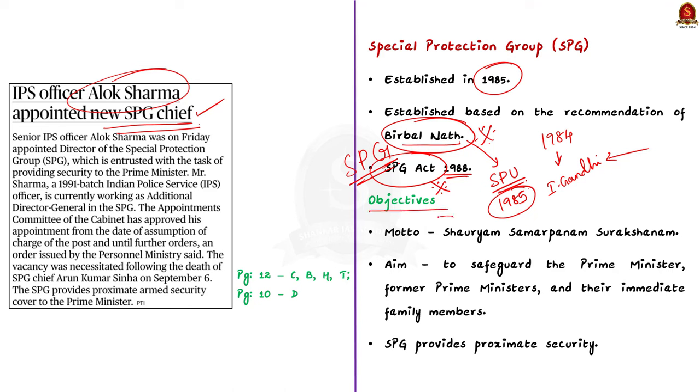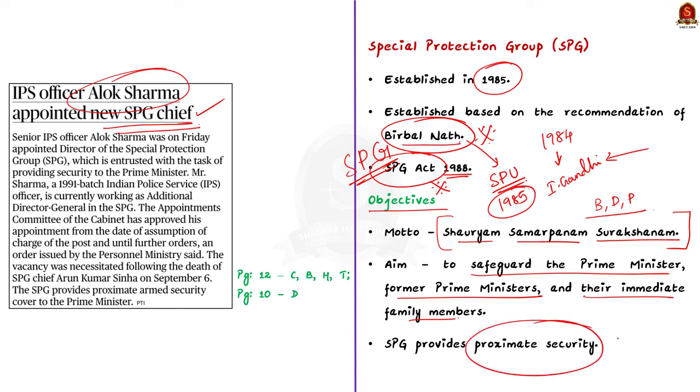The motto of SPG is Shauryam Samarpanam Surakshanam, which means bravery, devotion and protection. The main aim is to safeguard the Prime Minister, former Prime Ministers and their immediate family members, including spouses, parents and children. This protection provided by SPG is termed as proximate security.